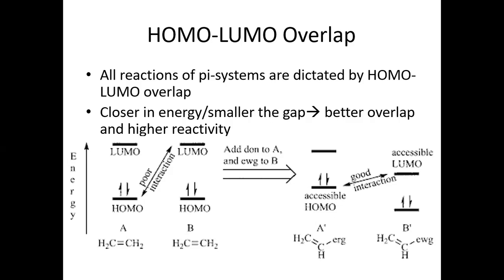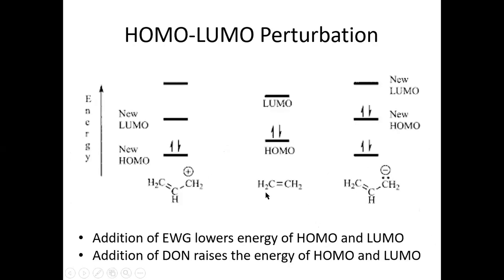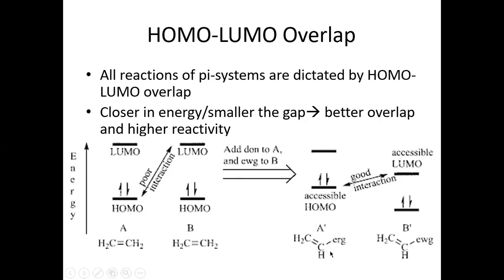Again, if you close the gap between the HOMO and LUMO, that's going to make for a better reaction. You can see right here the HOMO of A overlapping with the LUMO of B. Look at the gap between the HOMO and LUMO. It's a huge gap. But if I add an electron withdrawing group to A, that's going to change everything. It's going to bring the HOMO and LUMO down.